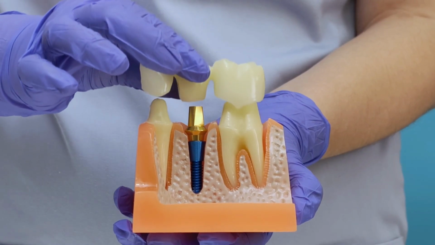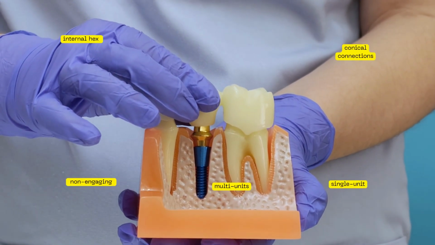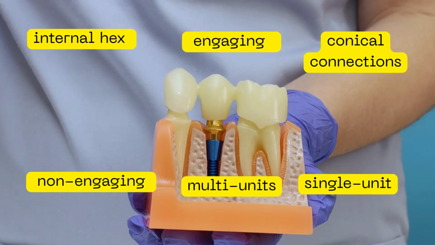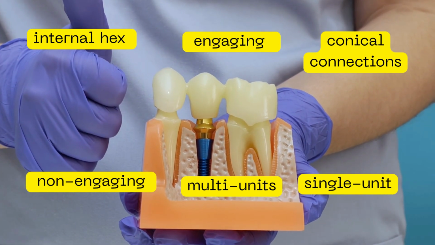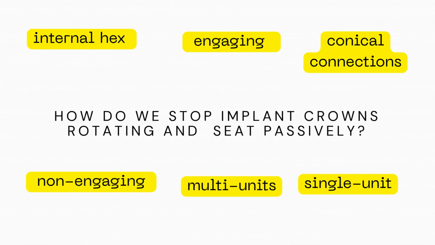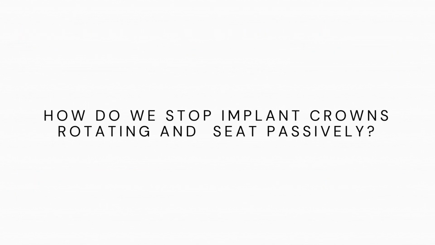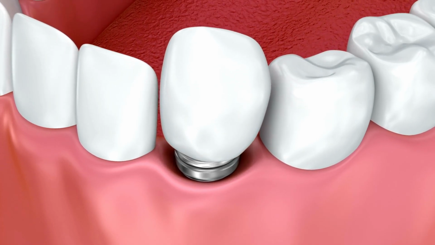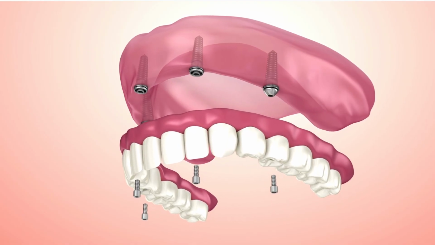When we look at dental implants, it's easy to get lost in all the terminology and it can start to feel like a bunch of unrelated implant parts. But almost all of these concepts are actually solving one central problem. How do we stop restorations from rotating while still allowing them to seat passively? And interestingly, the answer changes completely depending on whether we're restoring one implant or many implants together.